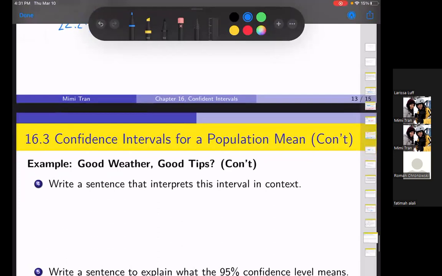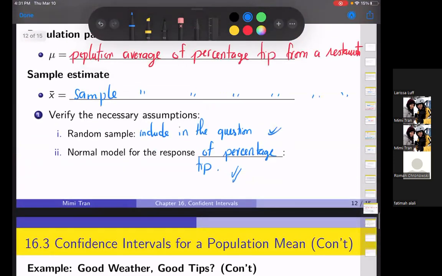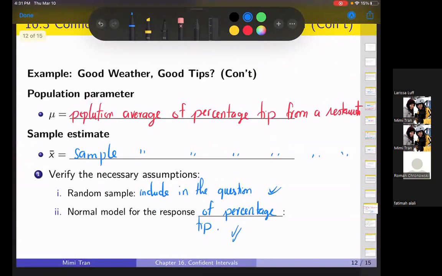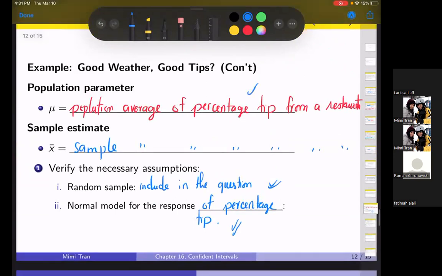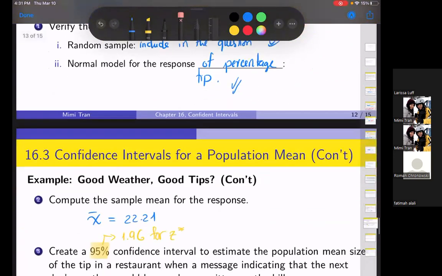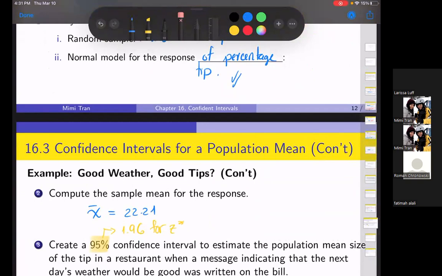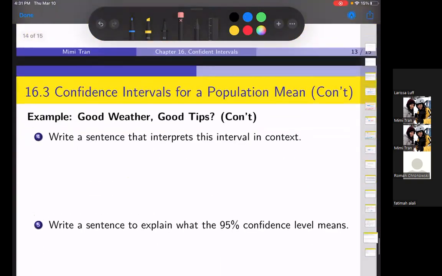Write a sentence that interprets the interval in context. Anyone want to give it a try? The average percentage, right? That's why I have this here. You don't have to look it up, right? You already have it here. Just copy and paste. It's what is between. Yeah, that's it.